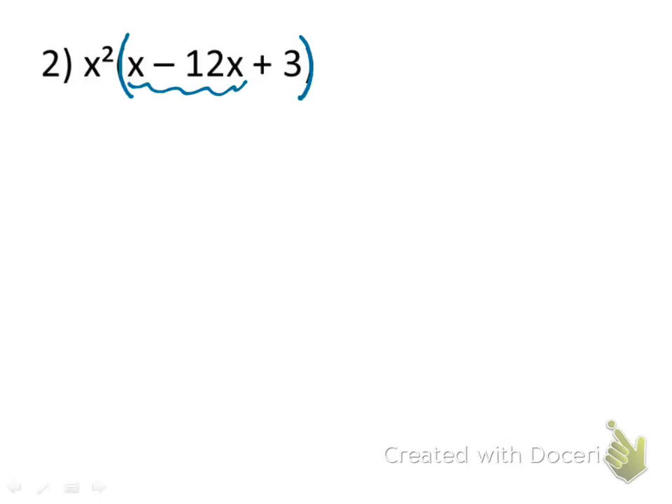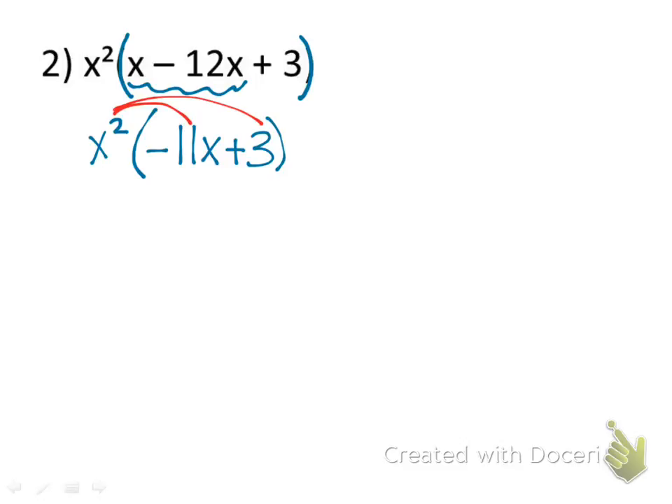Now, I will tell you, if you distribute, your answer won't be wrong. You'll just do the like terms at the end. But since we just talked about the order of operations, let's go ahead and follow the order of operations. So we have x squared, and then on the inside, we have 1x minus 12x, that's negative 11x. Plus 3. Now we'll distribute. Again, if you distributed first on this problem, it actually won't make a difference. You should get the same answer. I'm just going to follow the order of operations.